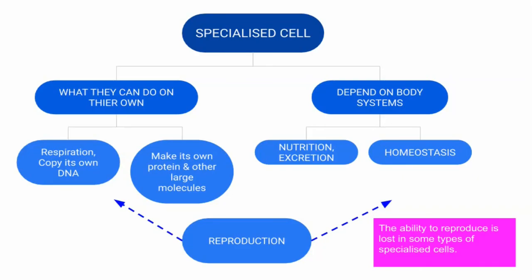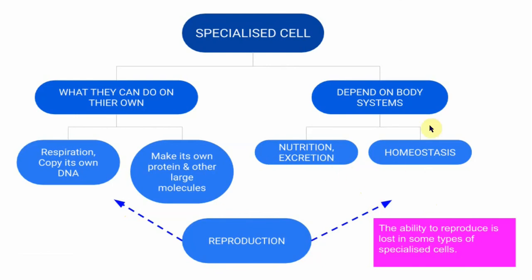So let's take a look at some of the features that they can do versus what they have to give up. So all specialized cells can respire. They can make a copy of their own DNA, of course, with a slight difference. Red blood cells, because they don't have the nucleus, would not be able to copy their own DNA because the nucleus holds the DNA, but definitely respiration, right? They can make their own protein and other large molecules. Again, most, if not all, can do this. Again, red blood cells are a very specific exception. Reproduce. Some specialized cells can reproduce, can go through cell division, some cannot. As I say here, the ability is lost in some types of specialized cells.